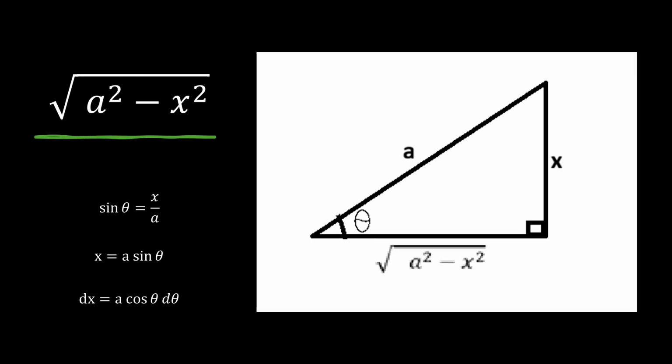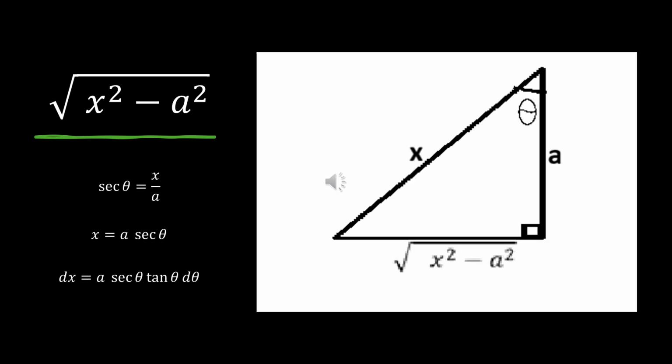The next is when you have the square root of a constant squared minus x squared. And then we're going to put the radical at the bottom, just by convention. Then your x and your a are going to be your opposite and your hypotenuse, and that's how you're going to build out a sine. So whenever you have a constant squared minus an x squared, that's a sine.